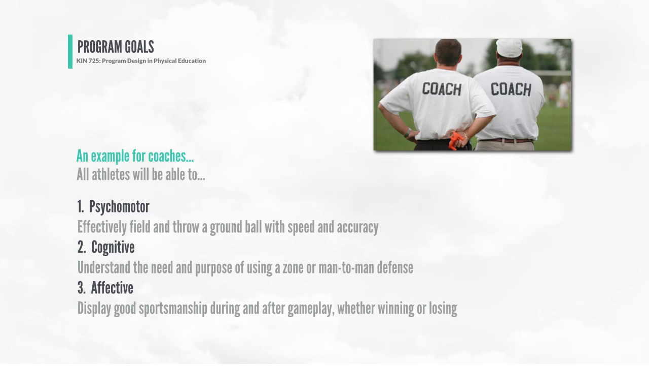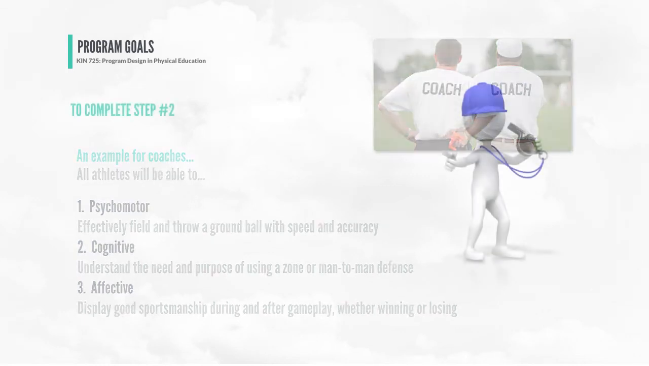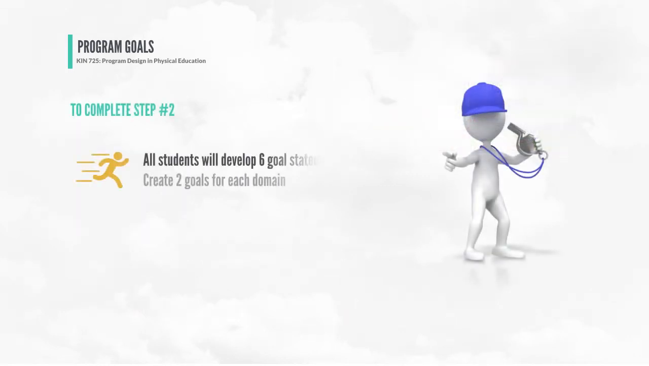And these are just some examples of how you can develop your goal statements that address all of the different things you want your students or athletes to be able to do by the end of your program. Again, develop your own. Do not use the ones listed here in this example. Each student will create 6 goal statements individually, making sure you have 2 goal statements per domain.